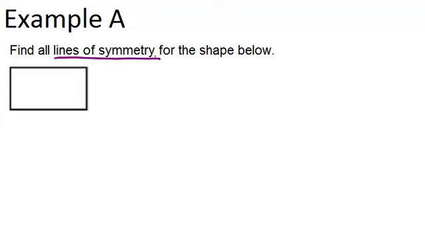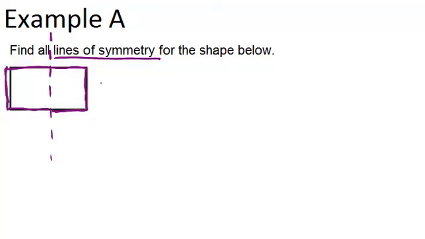And a line of symmetry is a line where you could fold the shape across that line and have it exactly match up. Or in other words, you could reflect the shape across the line and have it look exactly the same. So for example, this line down the middle is a line of symmetry because you could reflect the shape across the line and the right half of the rectangle would become the left half of the rectangle, and the left half would become the right half, and you wouldn't be able to tell that anything happened.